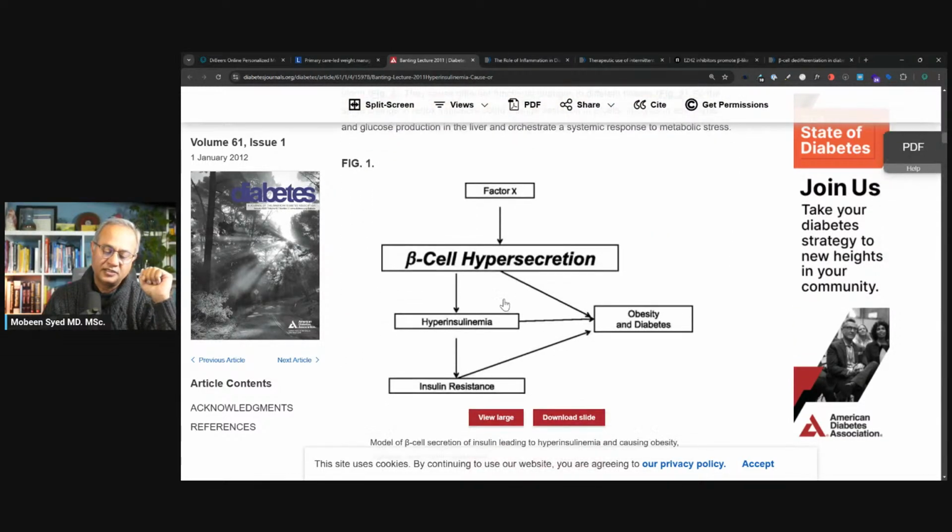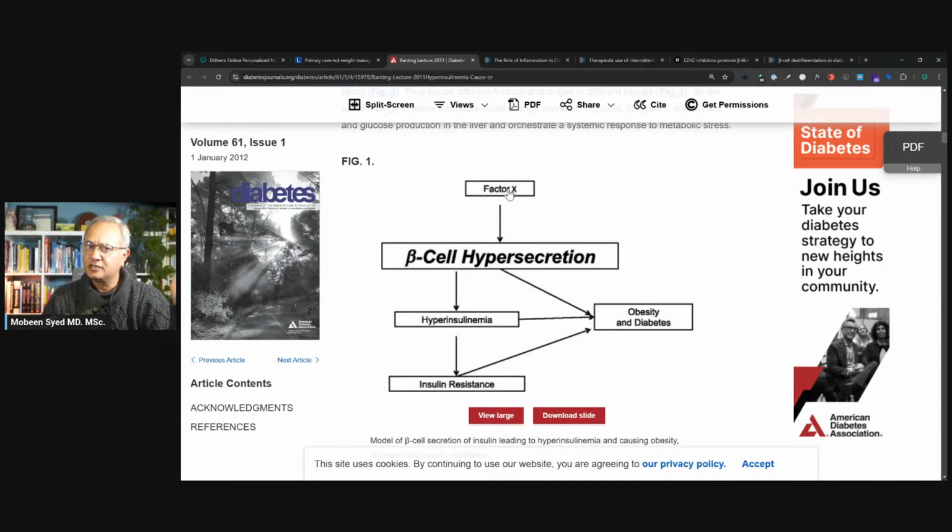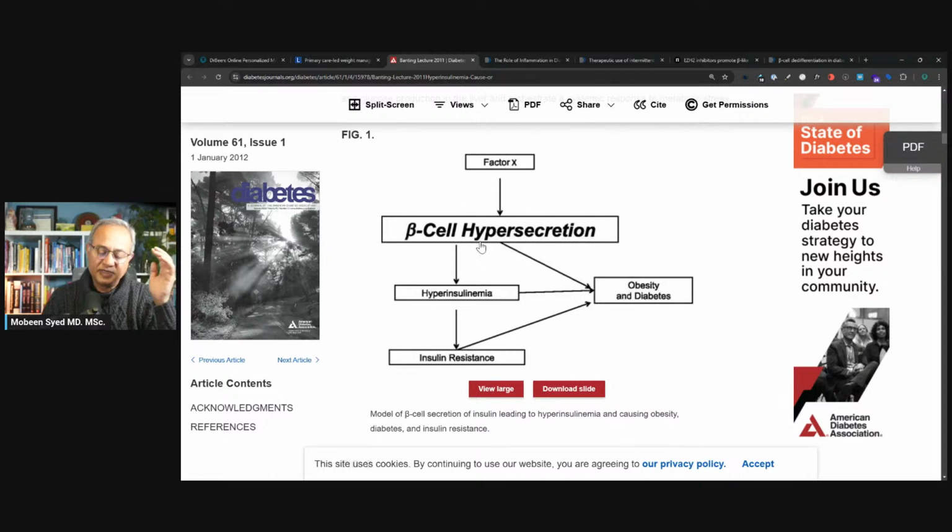And here, this is the factor X. Imagine this is an emulsifier, preservative, food color, something, pieces of packaging, that causes beta cells to hypersecrete. Beta cells are part of the pancreas. They secrete insulin. So when they hypersecrete, what do they secrete? Insulin. That causes insulin resistance. All of that leads to obesity and diabetes.